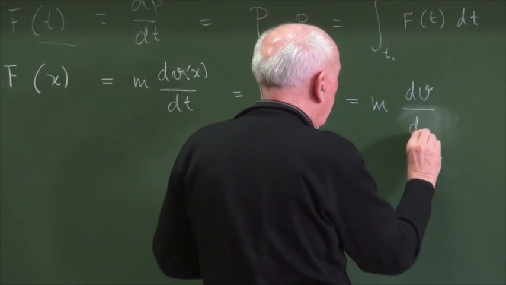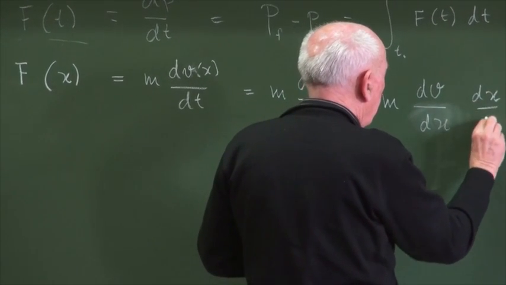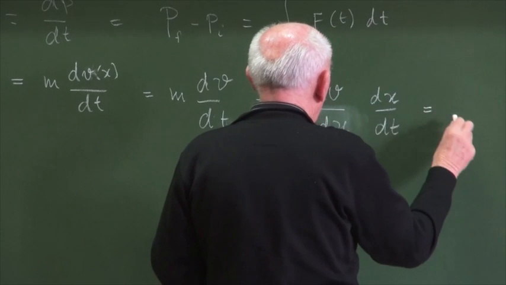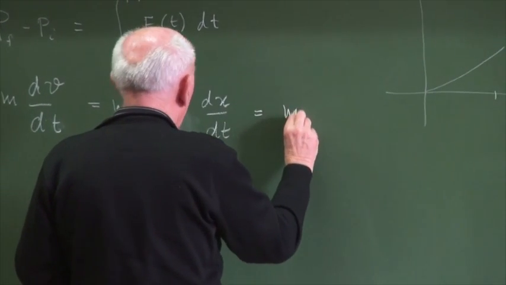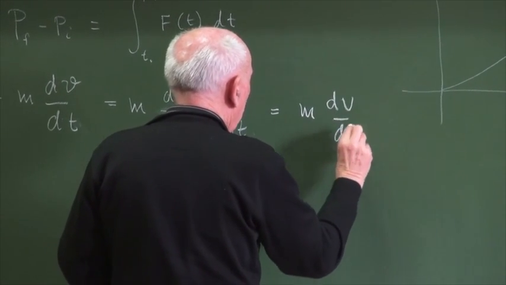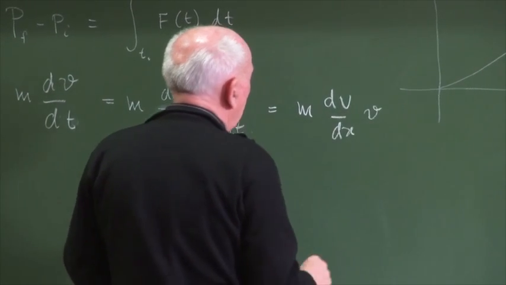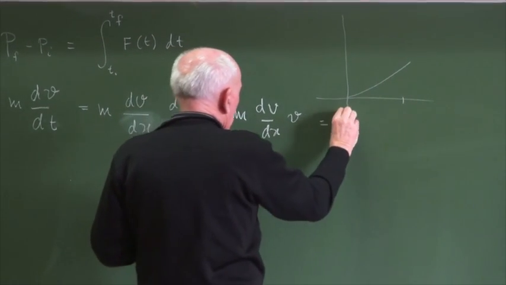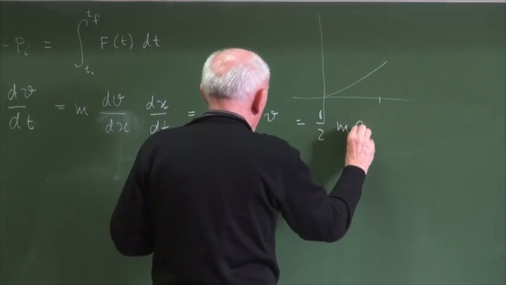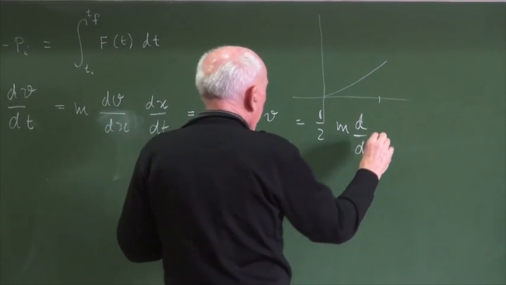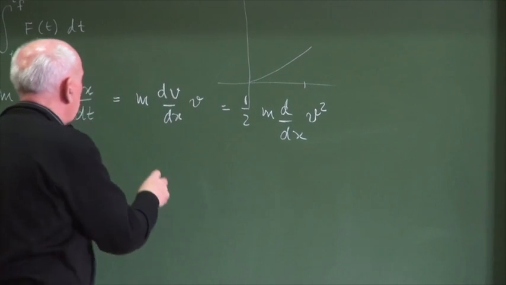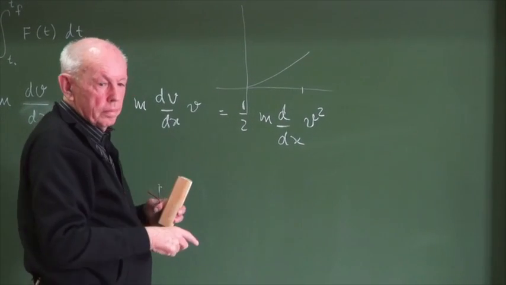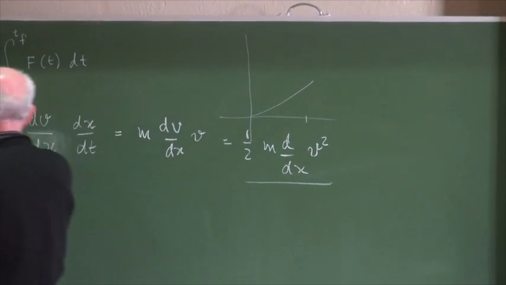Okay? And so this I can also write as, this becomes a v. And that I can write as is equal to a half m d dx of v squared. So if I differentiate this d dx, then I get 2v and then dv dx. Okay? So this is the way I can write this.